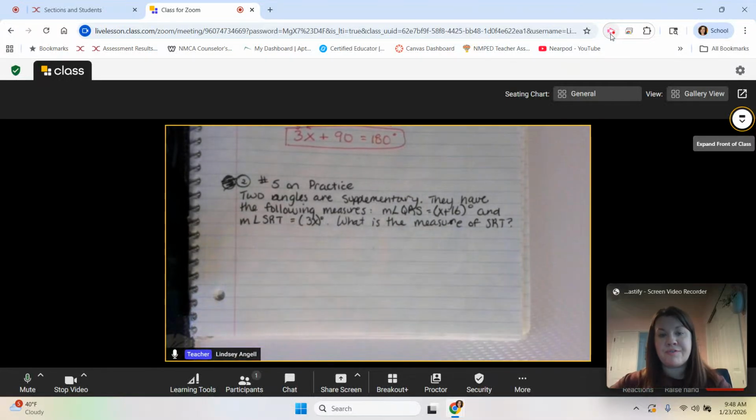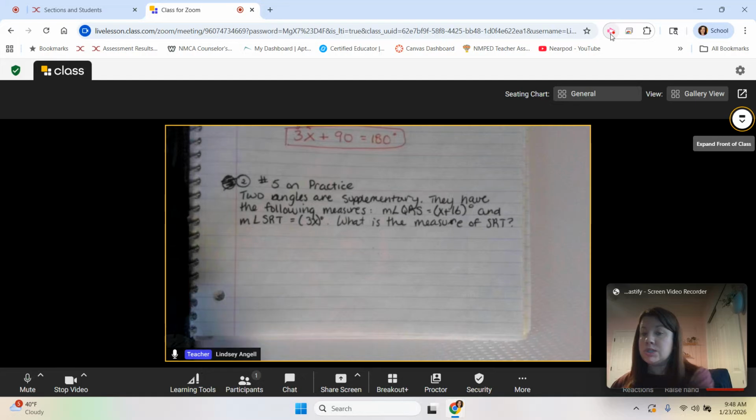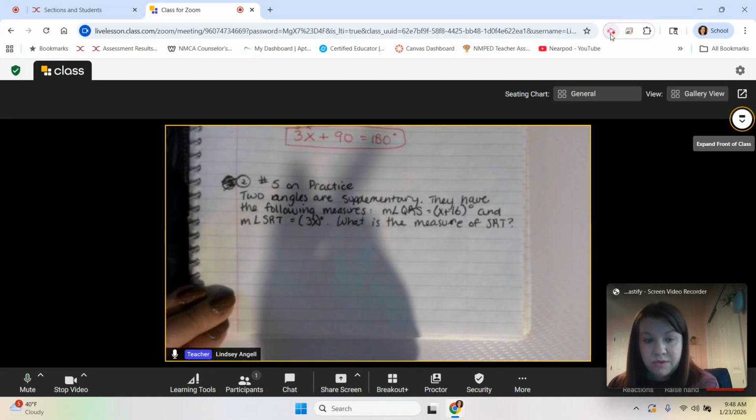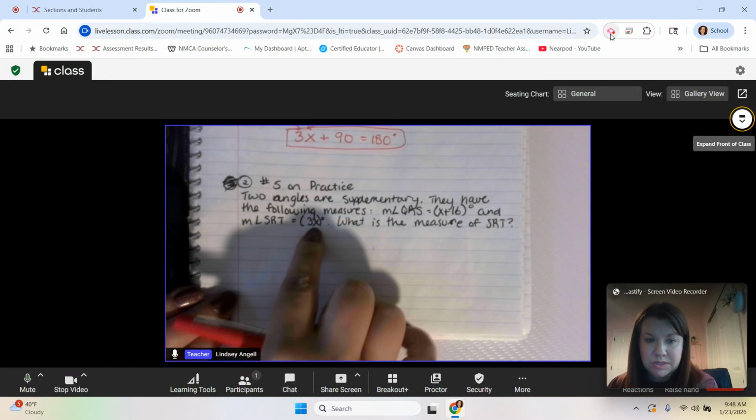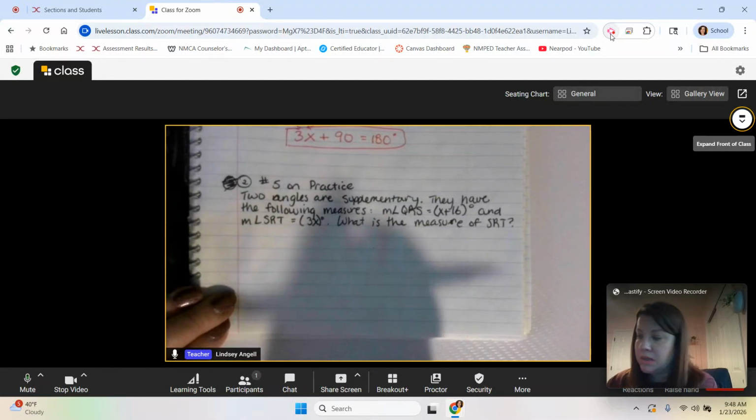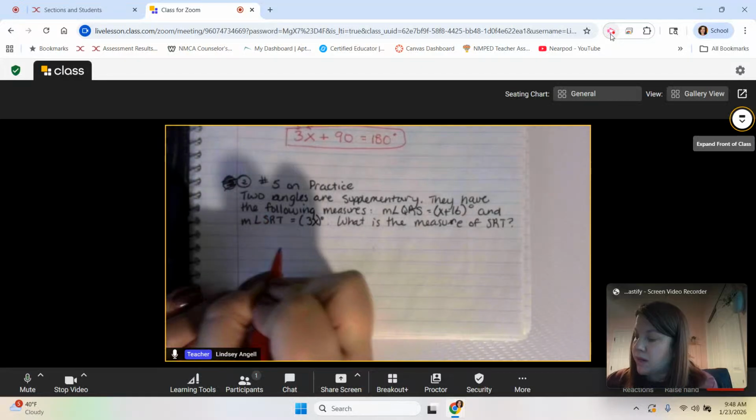Number two, this is number 5 on your practice. So just to keep that in mind, two angles are supplementary. They have the following measures. The measure of angle QRS is x plus 16, and the measure of angle SRT is 3x. What is the measure of SRT? So, first thing we need to do is figure out, well, we know it's 3x, but we need to know what x is equal to in order to get the actual measurement. So we're going to add them together.